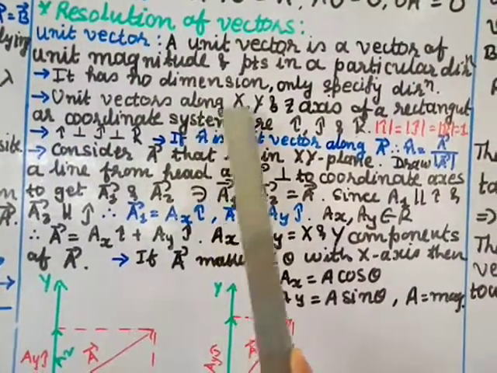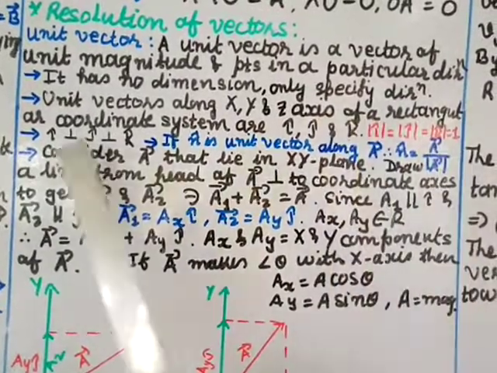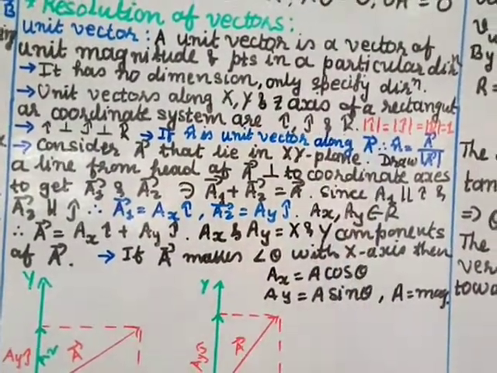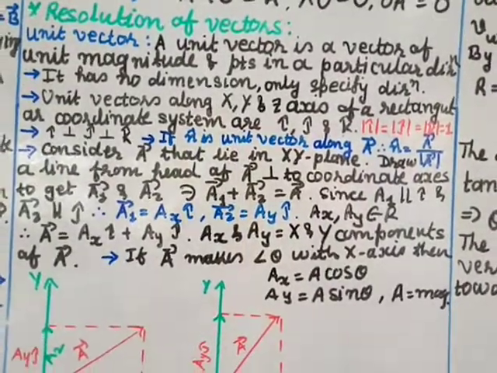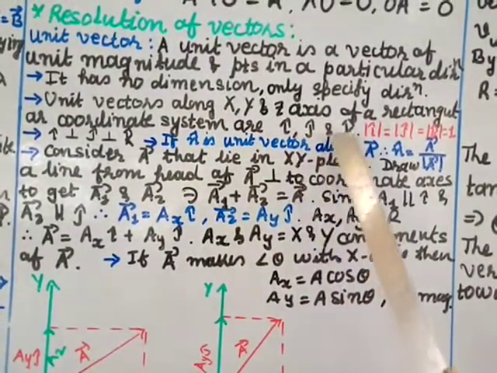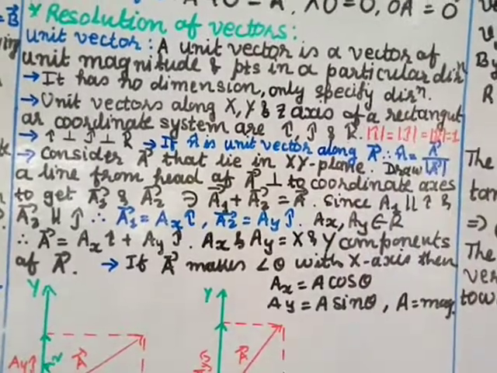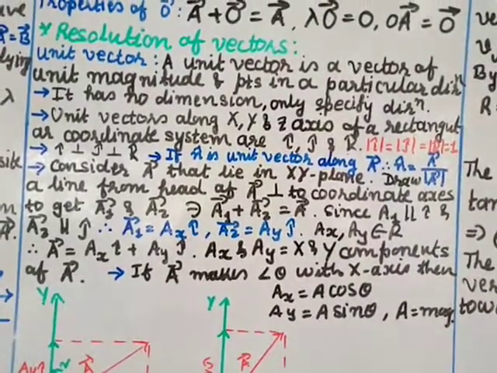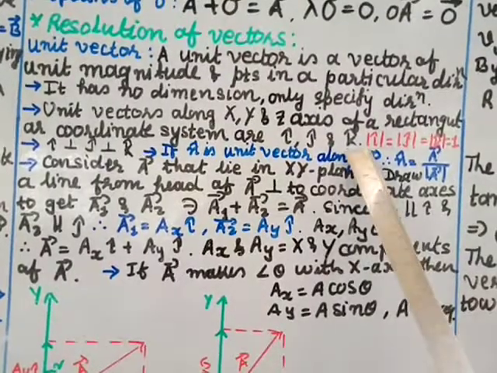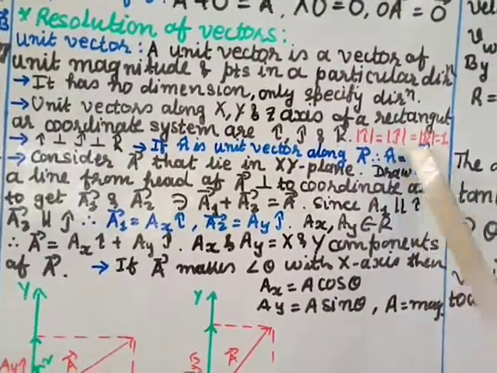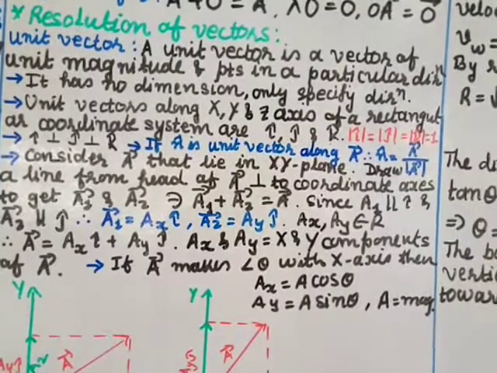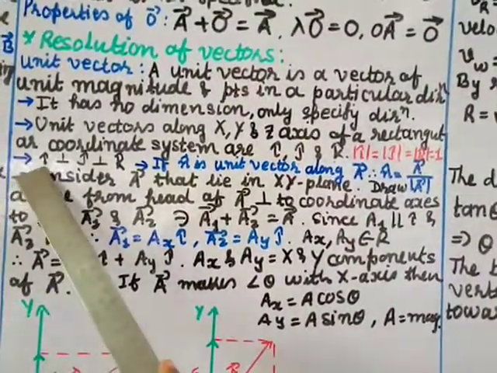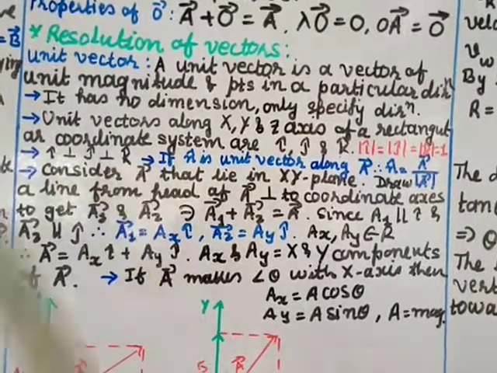Unit vectors along x, y and z axis of a rectangular coordinate system are i cap, j cap and k cap. Cap symbolizes they are unit vectors. Since unit vectors have magnitude unity, therefore magnitude of i cap equals magnitude of j cap equals magnitude of k cap equals 1. X, Y, Z are perpendicular to each other, therefore i cap is perpendicular to j cap is perpendicular to k cap.